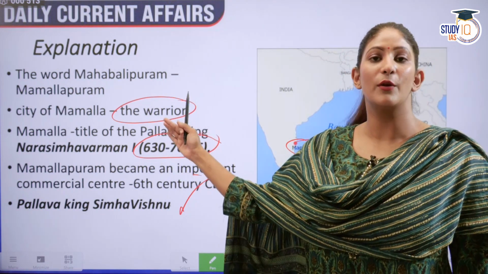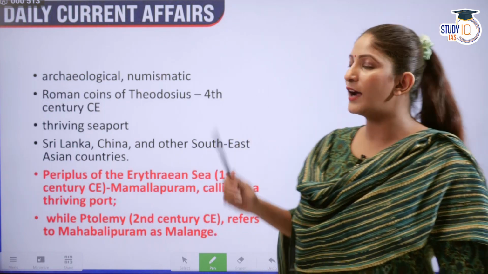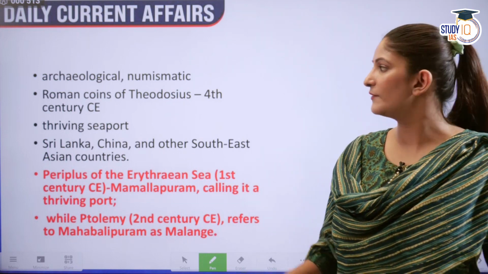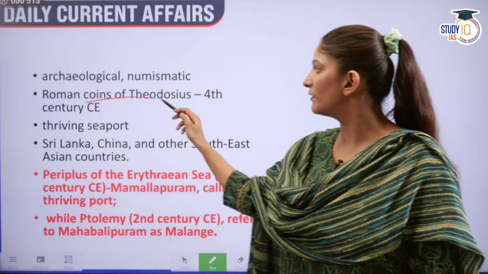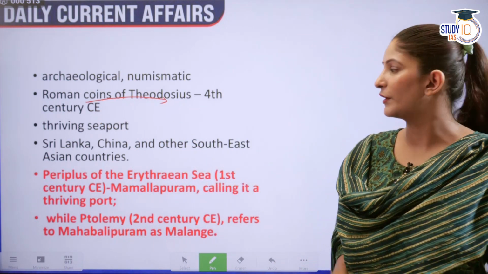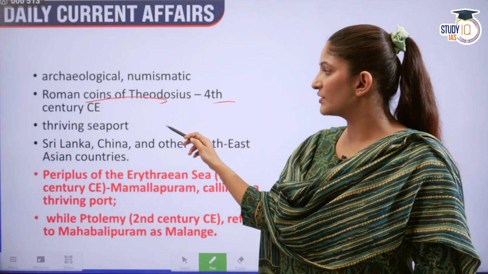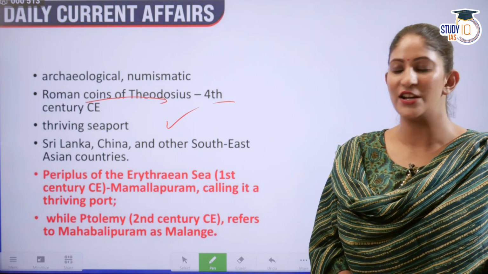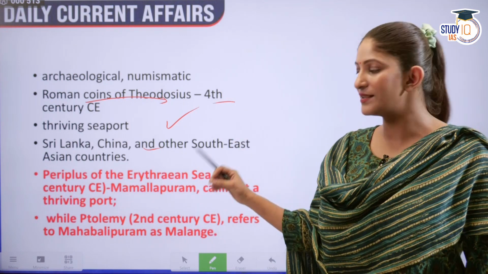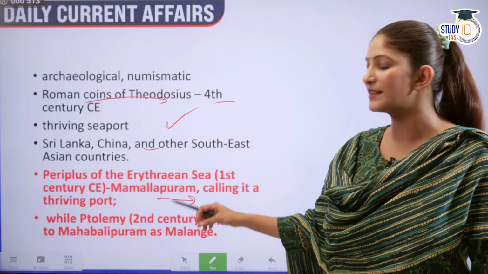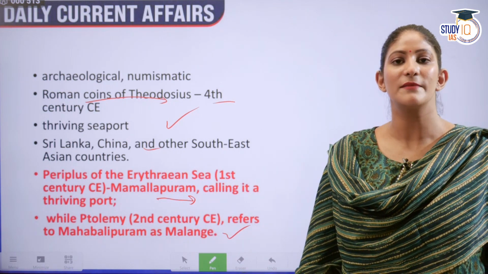So all these are very important prelims facts. You might not find them in the general books. Through archaeological, numismatic and other texts, we can find out about Mamallapuram. For example, if we talk about numismatics, Roman coins of Theodosius have been found over here from the 4th century CE. That means trade was there, and it was described as a thriving seaport which had relations with Sri Lanka, China and other Southeast Asian countries. Periplus of the Erythraean Sea has described Mamallapuram as a thriving port, while Ptolemy has said that Mahabalipuram is known as Malange.